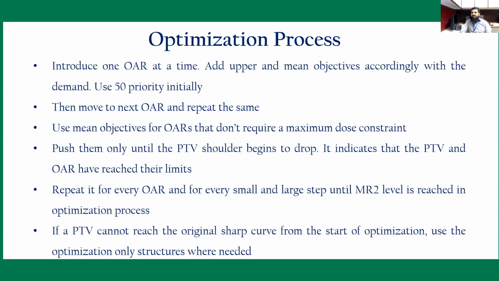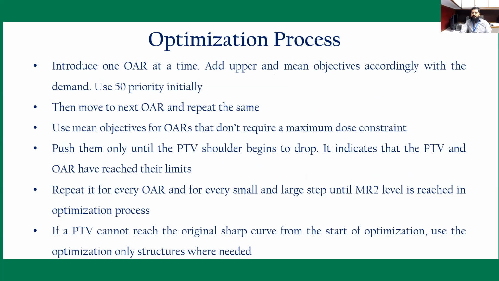Try to introduce one OAR at a time during optimization. Whatever your practices are, add upper and mean objectives according to the demand. We are using priority 50 initially, then on demand we move it to 60 or 70 where we are seeing the coverage. So use the mean objectives for OARs that don't require a maximum dose constraint.